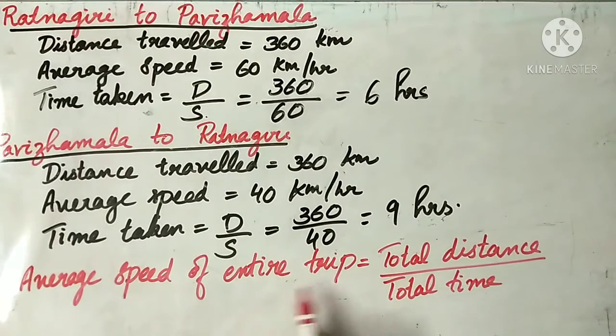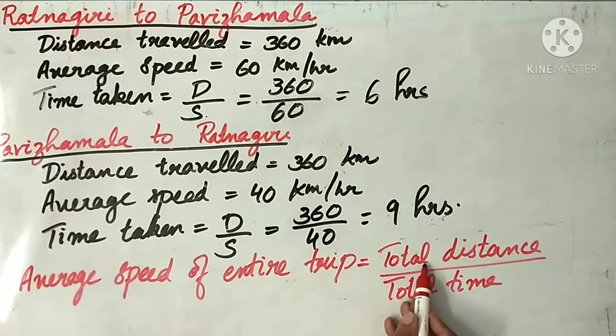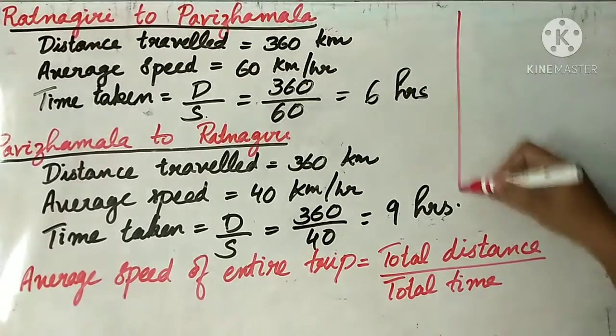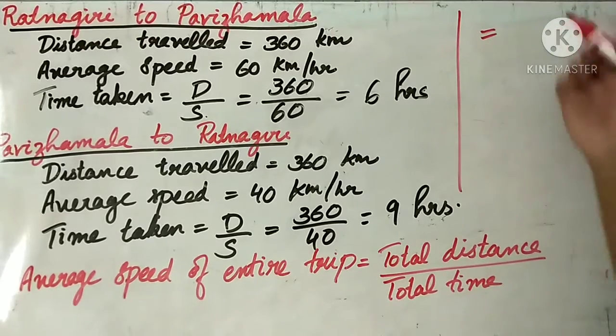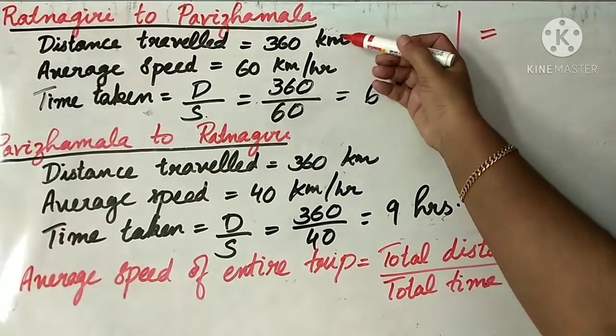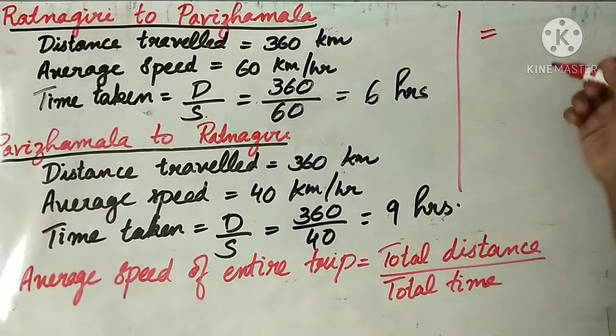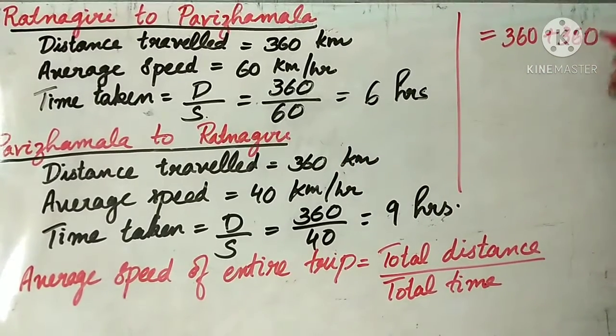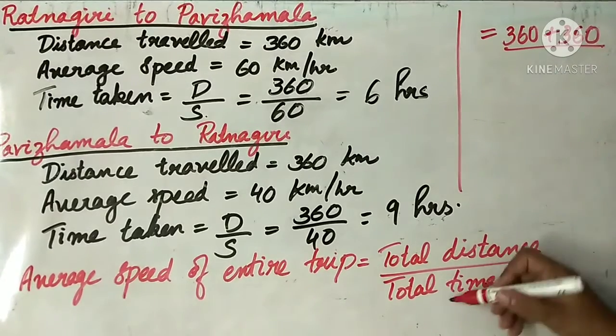Average speed of the entire trip is equal to total distance by total time. We will do it here. That is equal to total distance, that is 360 plus 360, by total time.